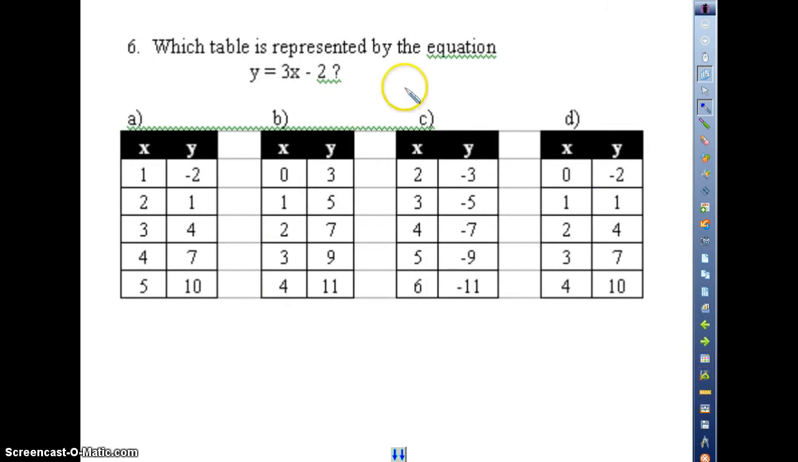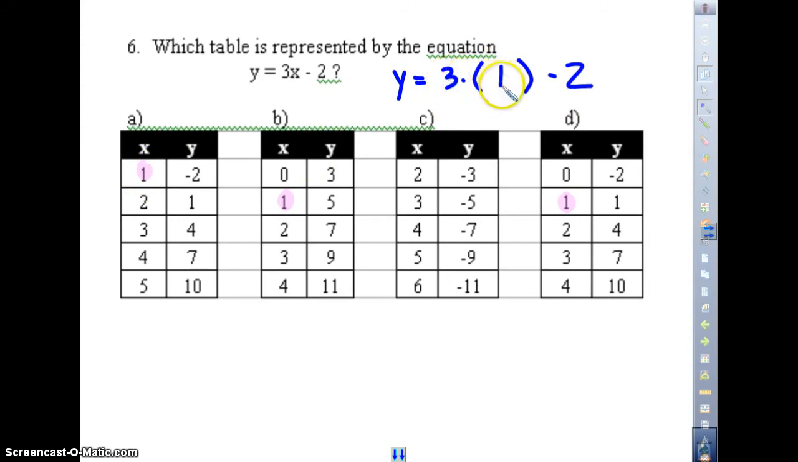Number 6, which table is represented by the equation y equals 3 times x minus 2? You know, the one thing I notice about this table, just looking at all of these tables, is they have an x value of 1 except for this one here. It's missing. Okay, so why don't we pop in an x value of 1? It says y equals 3 times whatever your x is and subtract 2. So let's put in an x value of 1. 3 times 1 is 3, and 3 subtract 2 is what? 1. So anywhere my x is 1, my y had also better be 1.